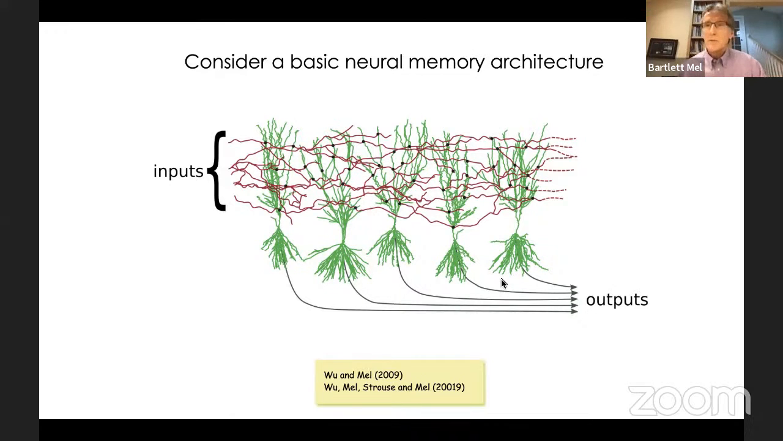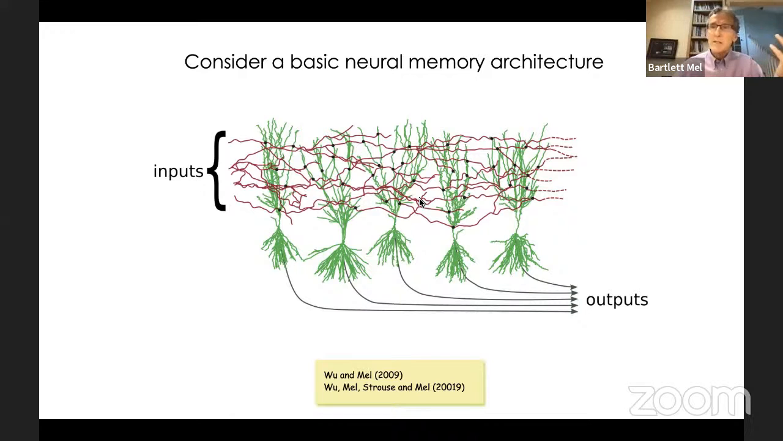And this could be like CA3 projecting into CA1. This could be the lateral olfactory tract projecting into the piriform cortex, where changes in these synapses are going to be encoding kind of one-shot new memory formation.